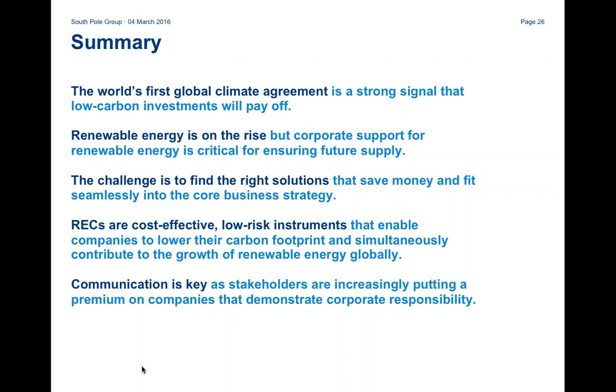Through the purchase of international renewable energy, the financial industry is quickly moving towards a clean energy future. RECs are cost-effective, low-risk instruments that enable companies to lower their carbon footprint and simultaneously contribute to the growth of renewable energy globally. Communication is key as stakeholders are increasingly putting a premium on companies that demonstrate corporate responsibility.